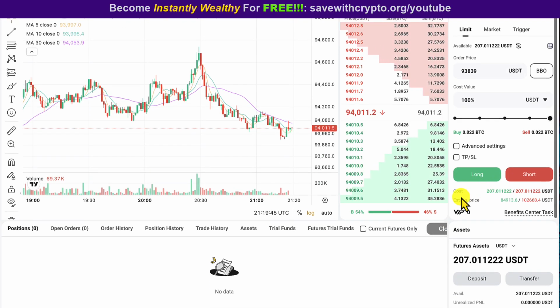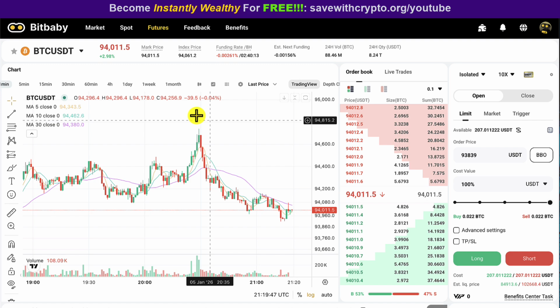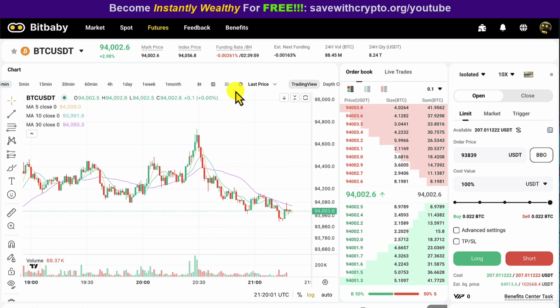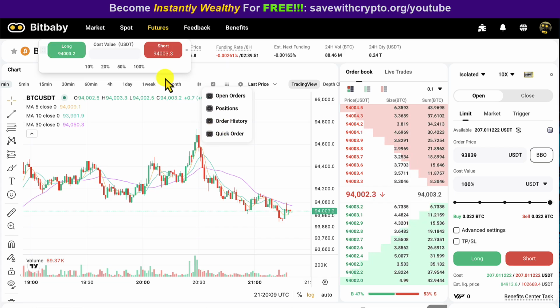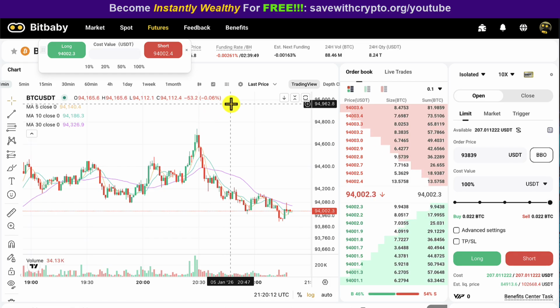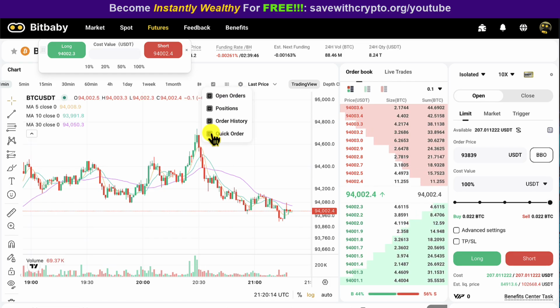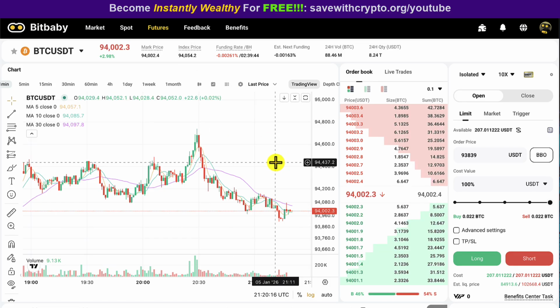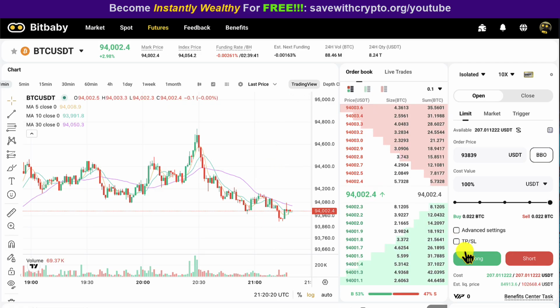So let's see if we can see this now on the chart. By the way, if you are using this exchange, you need to come up here and make sure that you've got open orders, positions, and order history checked there. If you want the quick order thing as well, you can do that. I don't personally like that sort of thing, so I'm not going to use that. So yeah, it looks like I'm good to go.